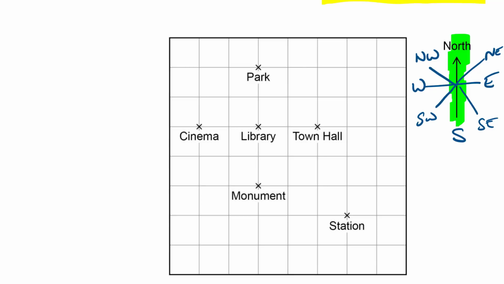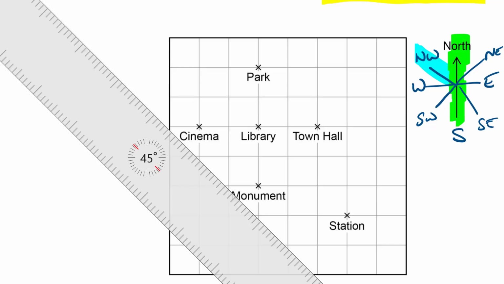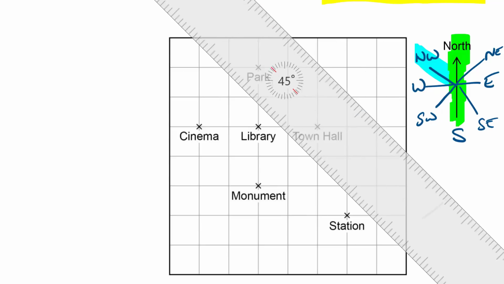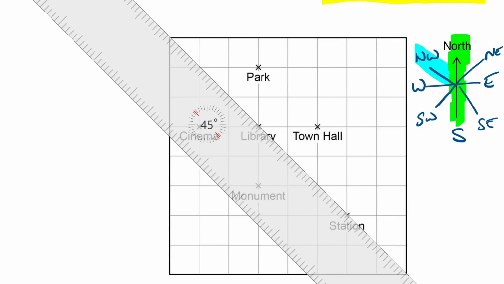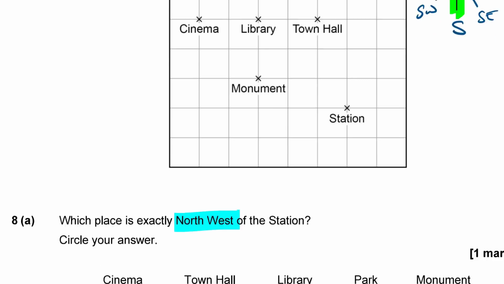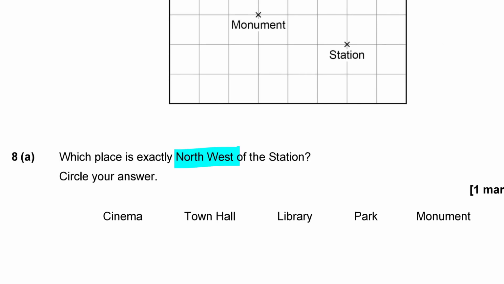So we want to know what's northwest of the station. So northwest is in that direction, isn't it? So if we start at the station and we go northwest, let's just get my ruler out to demonstrate that. So northwest is that direction, isn't it? So starting at the station and going northwest, you can see that the line goes straight to the library. So the answer is the library. Okay, so let's ring that one.